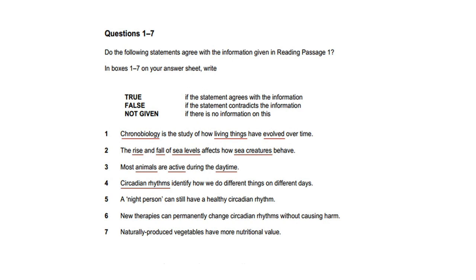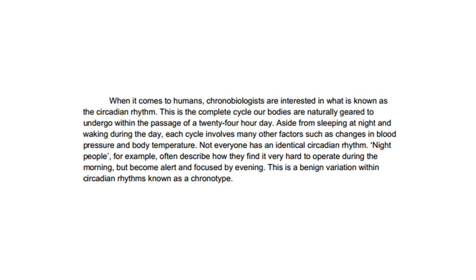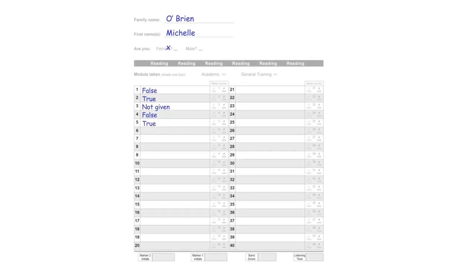So first, underline any keywords in the statement. I would underline the words night person and healthy circadian rhythm. Then, return to the passage and scan the text for these words. Not everyone has an identical circadian rhythm. Night people, for example, often describe how they find it very hard to operate during the morning, but become alert and focused by evening. So we can see from this that statement 5 is true. So go to your answer sheet and write true for the fifth answer.